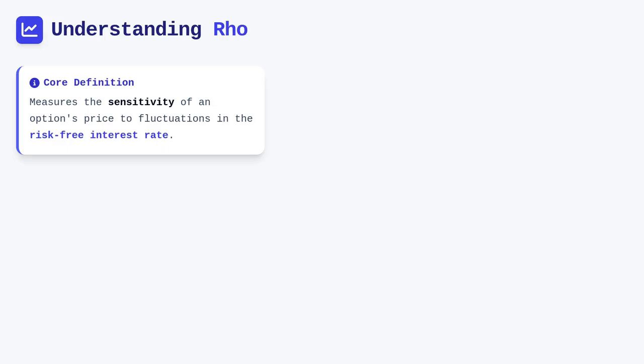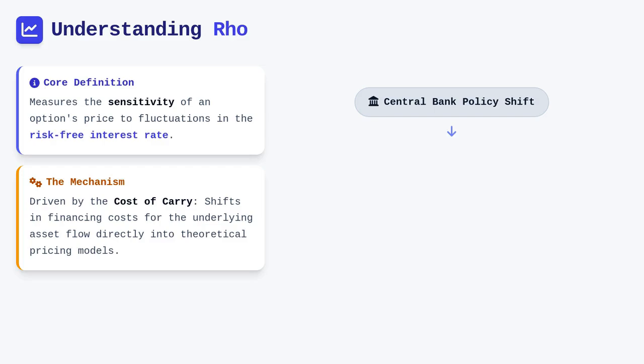Rho represents the final piece of this specific risk framework and measures the sensitivity of an option's price to fluctuations in the risk-free interest rate. While often less impactful than delta or vega in the short term, Rho becomes significantly more relevant for long-dated options or in environments where central banks are aggressively adjusting policy rates. The mechanism is rooted in the cost of carry.